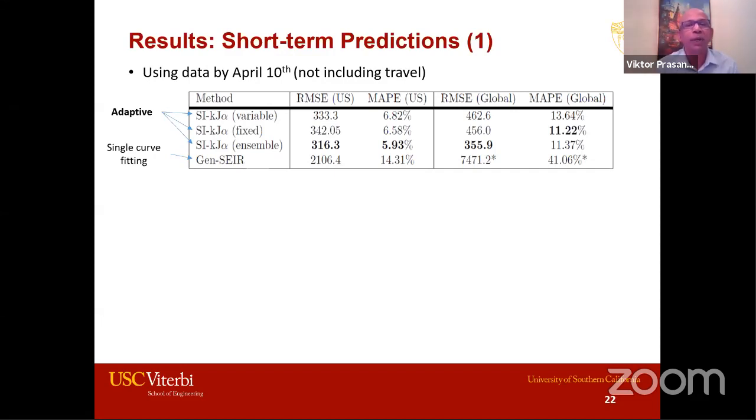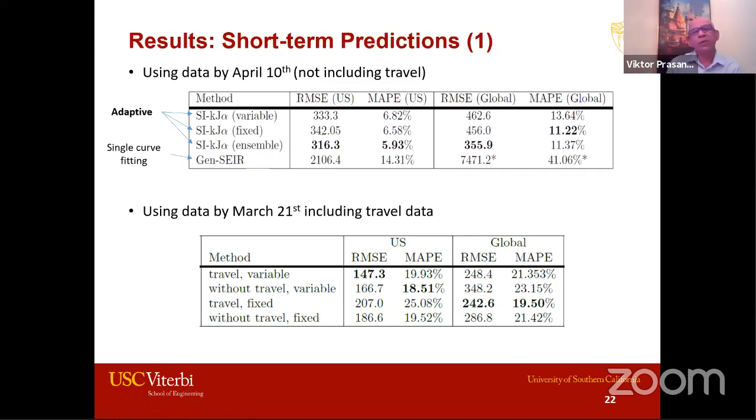And I'm comparing the results against a very recent model that was published out of China in the context of COVID-19, which does single curve fitting. What I'm showing here is the improved performance you get in terms of the RMSE and MAPE metrics that we talked about earlier, for the case of inside the US, and also by using the global data. That's what is shown in these two boxes in this table. In general, you notice that we dramatically improved the quality of these predictions by using our heterogeneous model. Particularly, the ensemble model gives excellent results in this context.